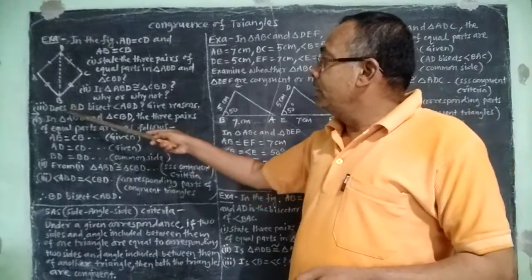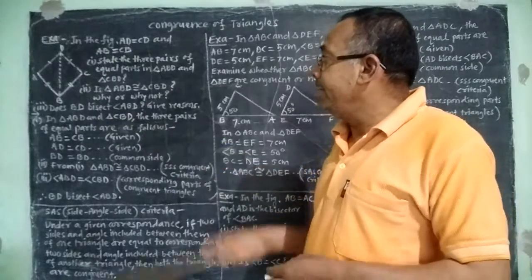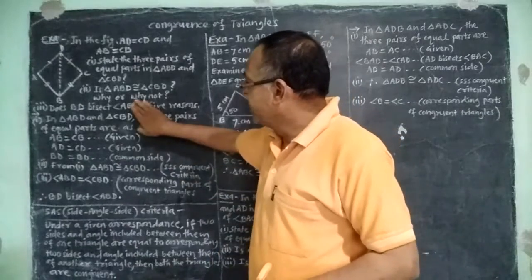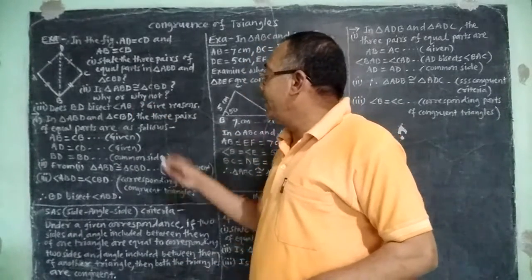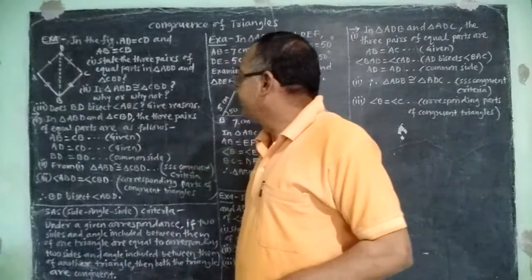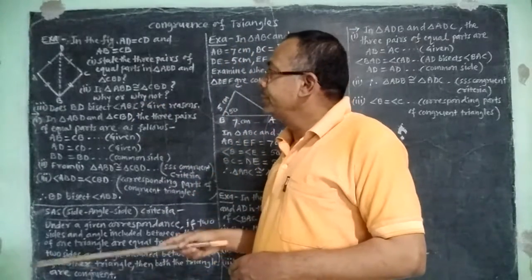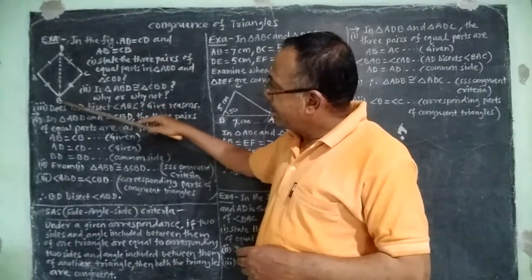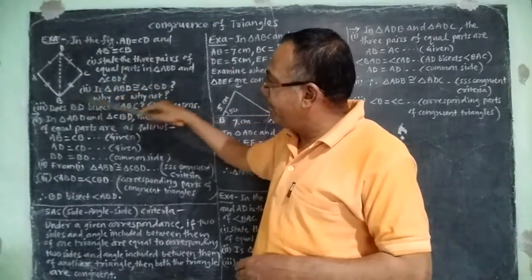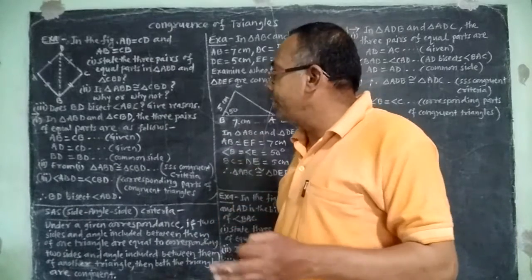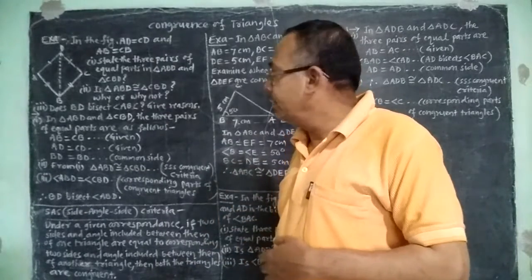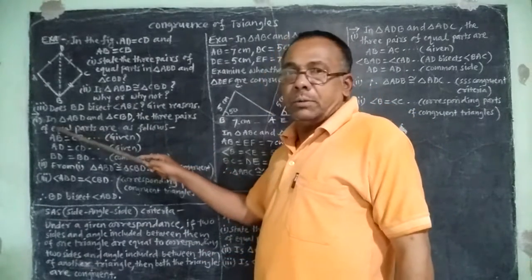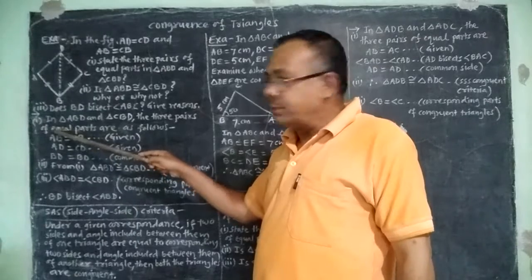Third, does BD bisect angle ABC? Sorry, there was a mistake. Does BD bisect angle ABC? And give reasons. Here angle ABC is there, and we have to decide whether BD is bisecting angle ABC or not. If it is bisecting, then we have to give the reason. So if we observe the figure, we will write the answer here.